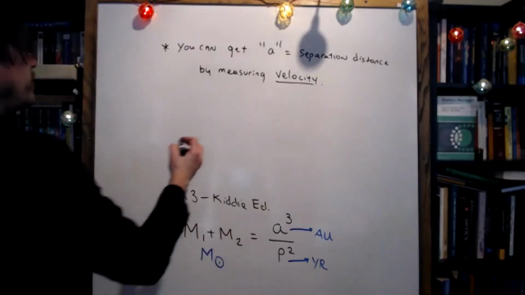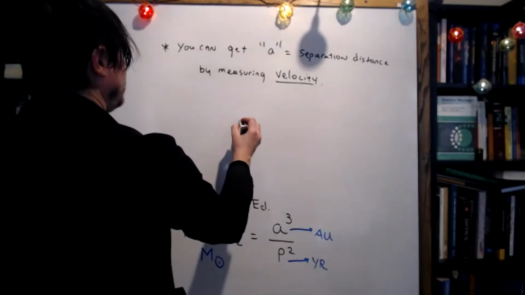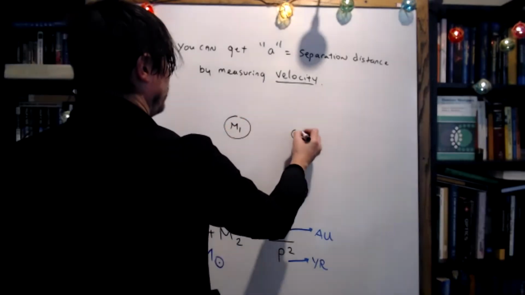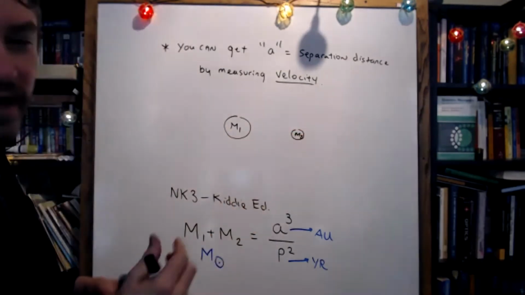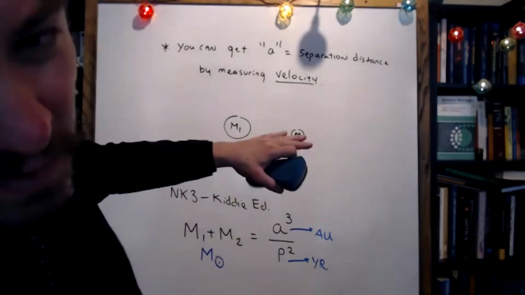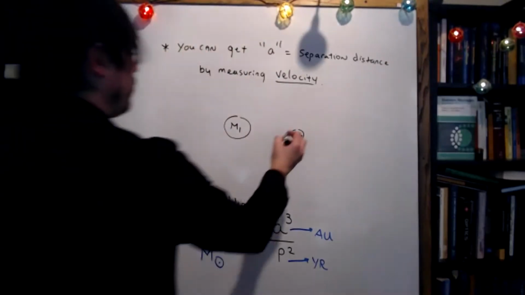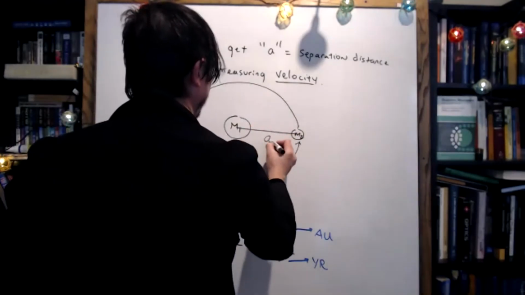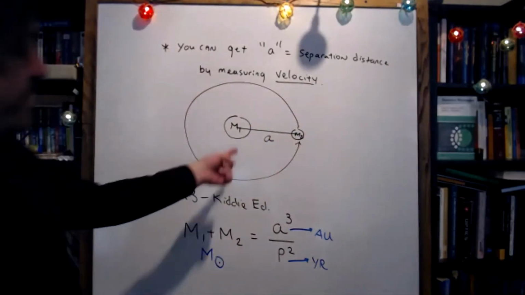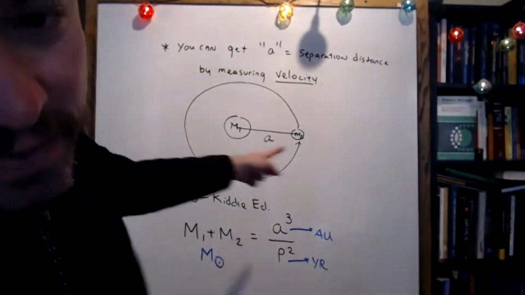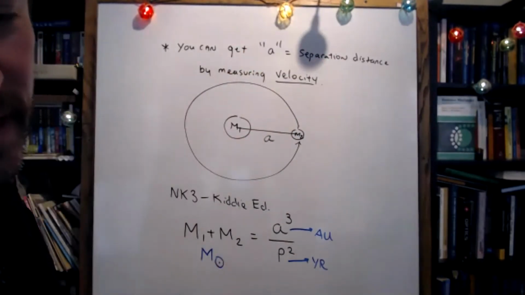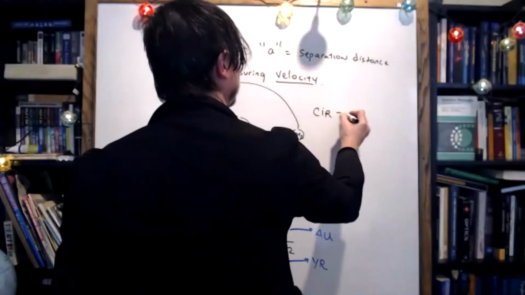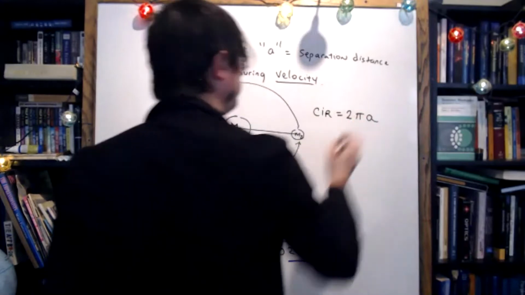And the idea goes something like this. If one of your stars is the more massive one, and the other star is the less massive one, then for the most part, it seems like a planet orbiting a star or a moon orbiting a planet. It's going around in a circular orbit in which the radius of orbit is A, the separation distance between the two stars. And as I mentioned once before, the circumference of your circular orbit is 2 pi A.